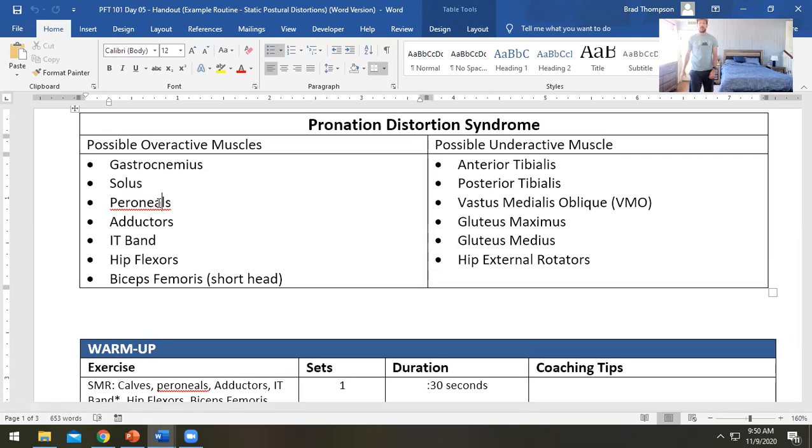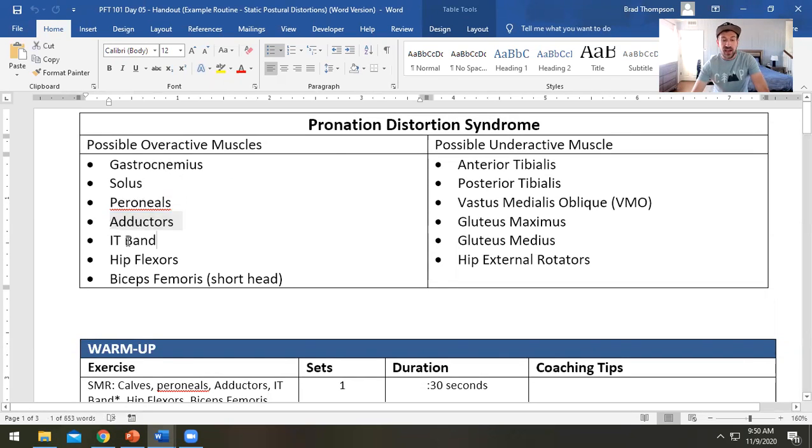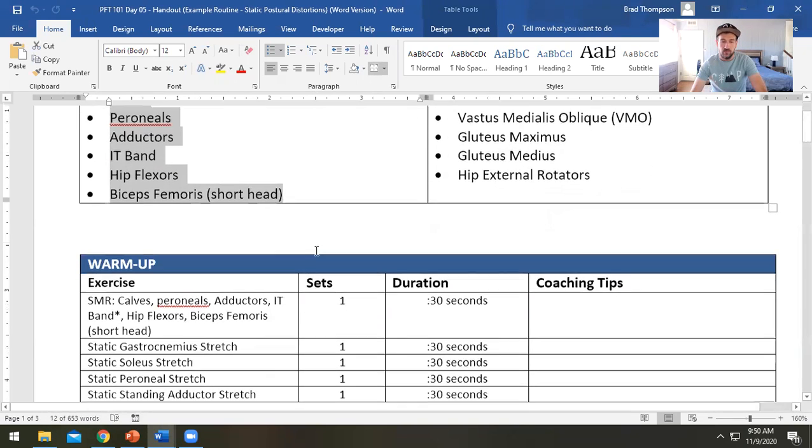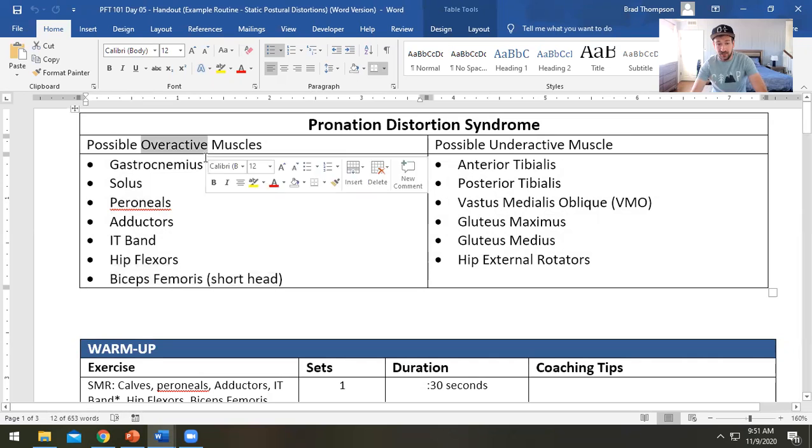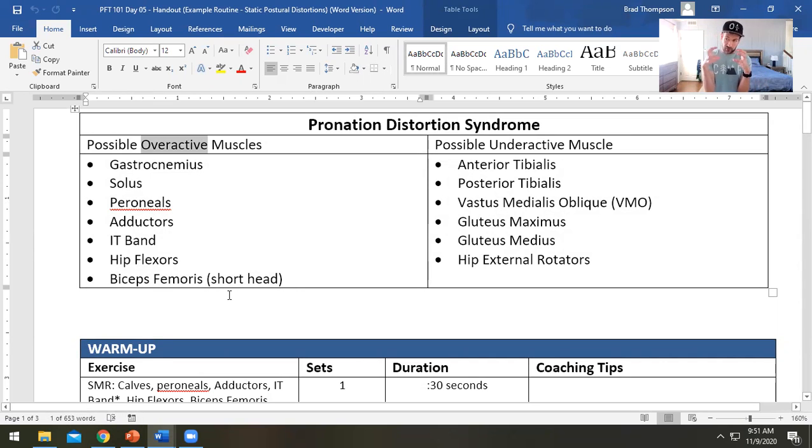I wouldn't worry too much about that, but the way you stretch that is actually take your leg behind you and drop it kind of like that. You'll feel a big stretch on the top of your foot. Adductors, IT band, hip flexors, biceps femoris. So that's the list that we just looked at, right? And that's on my overactive list. That's on my list that is short, right? My muscles that are super bunched up that I need to lengthen out, right?